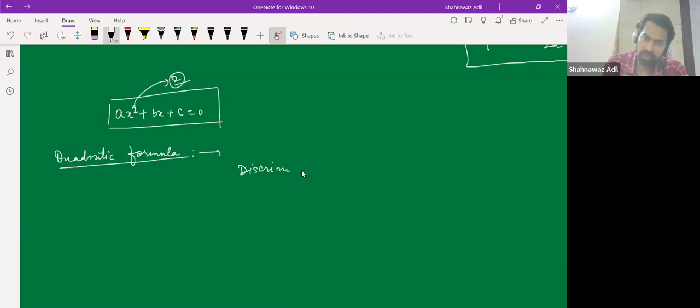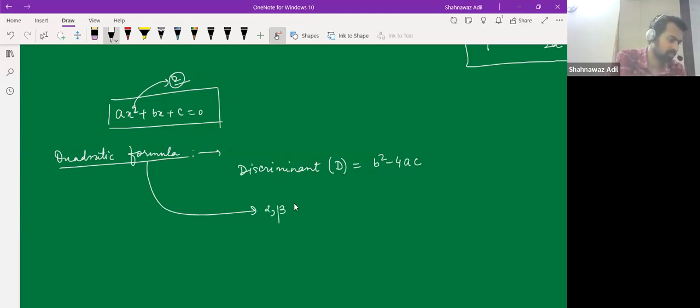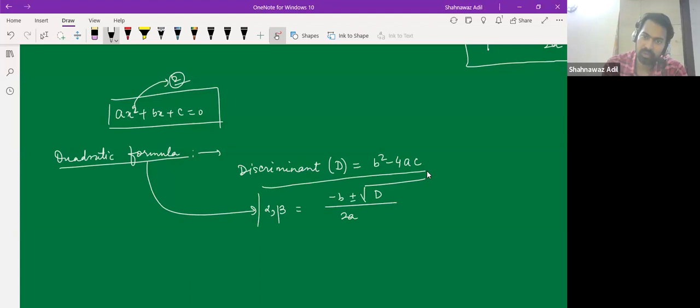The discriminant is given by b square minus 4ac. Now the quadratic formula says that the solution would be minus b plus minus the square root of D, divided by 2a. So this is from the quadratic formula, and this D determines the nature of the roots.